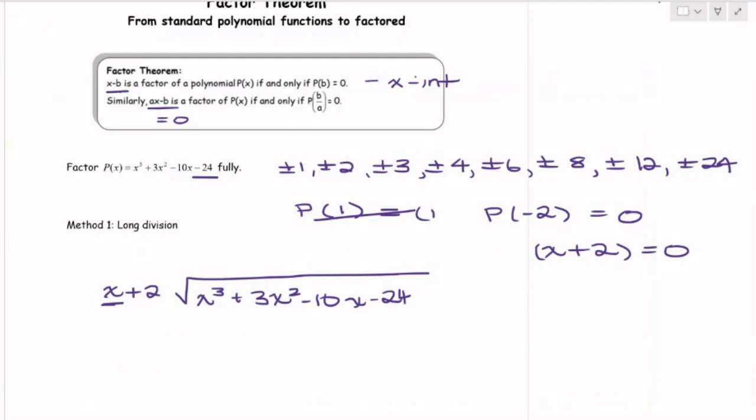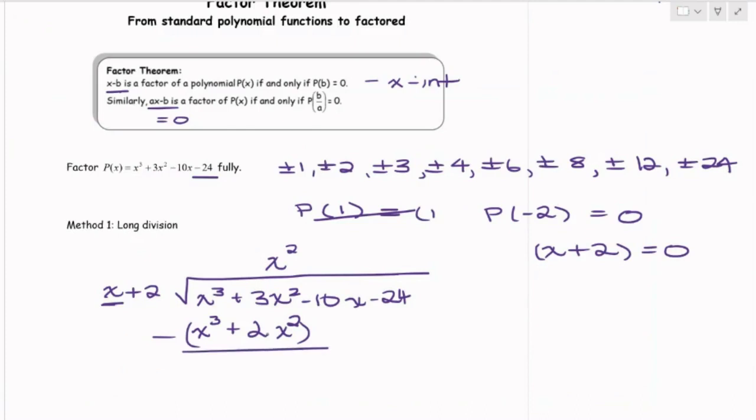So that means I'm missing an x cubed. I'm going to put it on top of here. I'm going to line up the degrees that are the same. So what's x cubed times both of these? It's going to be x squared. I should be saying x squared. X squared times x is x cubed. X squared times 2 is positive 2x squared. I'm going to put a bracket around it and subtract.